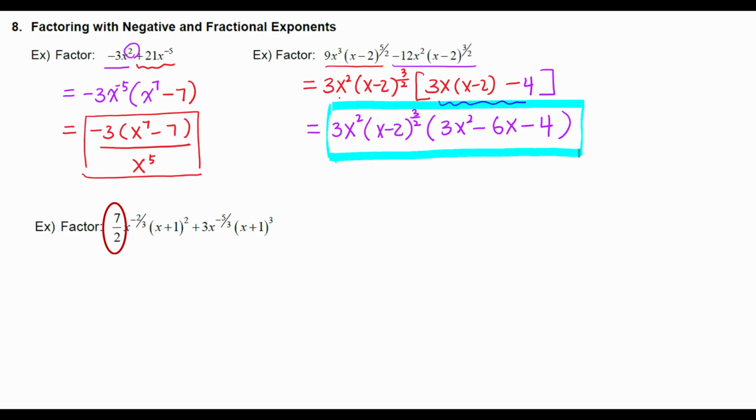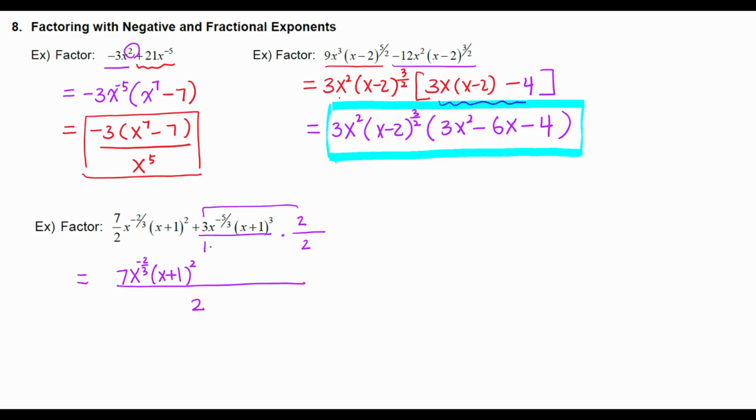So what do I do if I have a fraction? If there's a fraction, it's just easier to make it a single fraction and just factor the numerator instead. Since this denominator is 2, make this one 3 over 1, but multiply top and bottom by 2 so that it has a common denominator of 2. So your numerator then is 7x to the negative 2/3 power times x plus 1 squared.